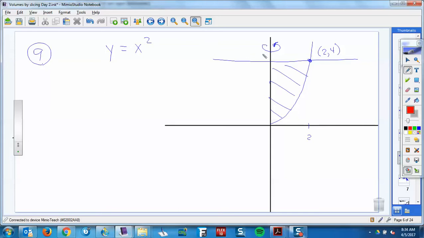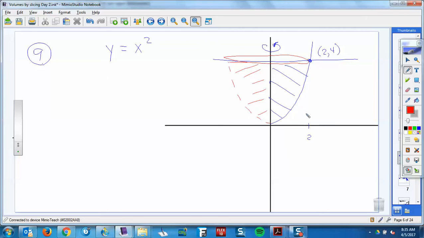All right. Number 9. Now we start changing it up a little bit. Now we're going to revolve around the y-axis. Emily, this is where you were questioning, right? 9 and 10, is that y because of the y-axis? Yeah. So if we revolve this region around the y-axis, then what are we going to have? Aren't we going to have just that kind of a shape?